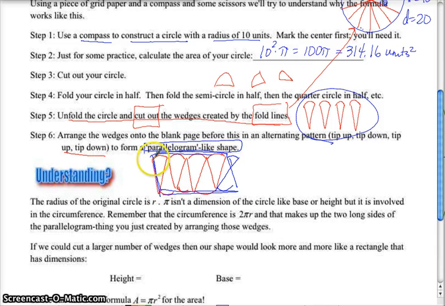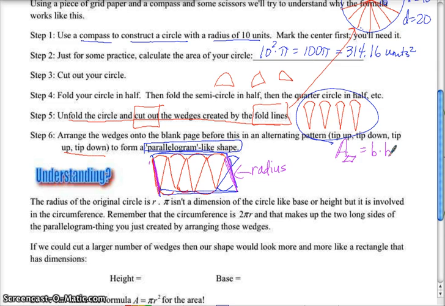And so then, well, what was this length right here around this edge? This is just the radius, right? This right here is the radius of the circle. Okay, well, how do we get the area of a parallelogram? Remember, the area of a parallelogram is just base times height.